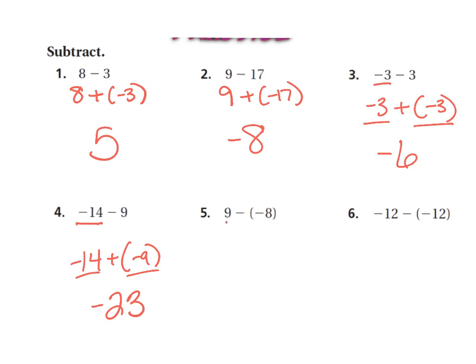2 more. Stay, change, opposite. Should be easy. You should know this one. Stay, change, opposite. Negative 12 plus 12 is 0.